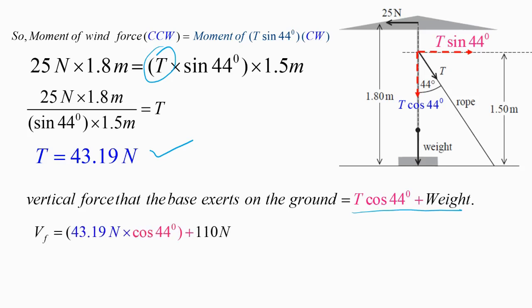We already calculated the value of tension, that is 43.19 into cos 44, which is the vertical component of the tension, and we already know the weight of the system as 110 Newton. So you will get the total vertical force Vf equal to 141.1 Newton.